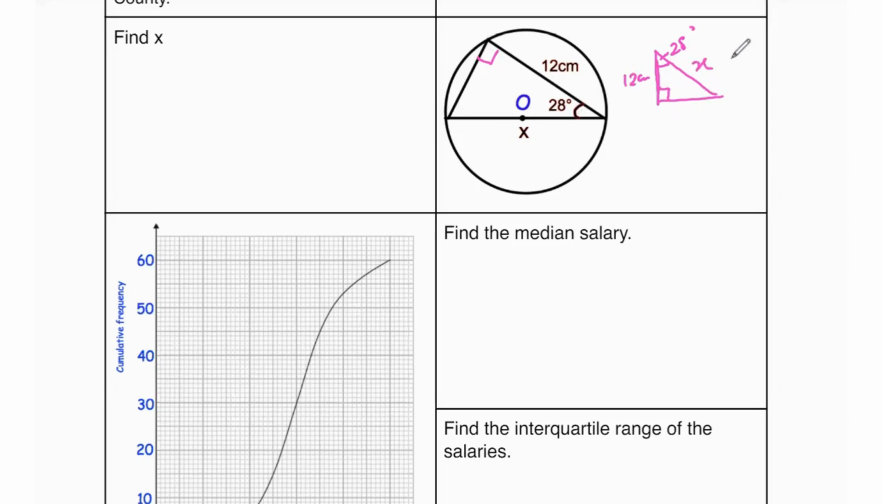So we'll use one of the trig ratios. We have the adjacent and we need to find the hypotenuse. So we'll use cos of 28 equals 12 over x. So x is going to be 12 over cos of 28, and that equals 13.6 centimeters. That is your diameter.